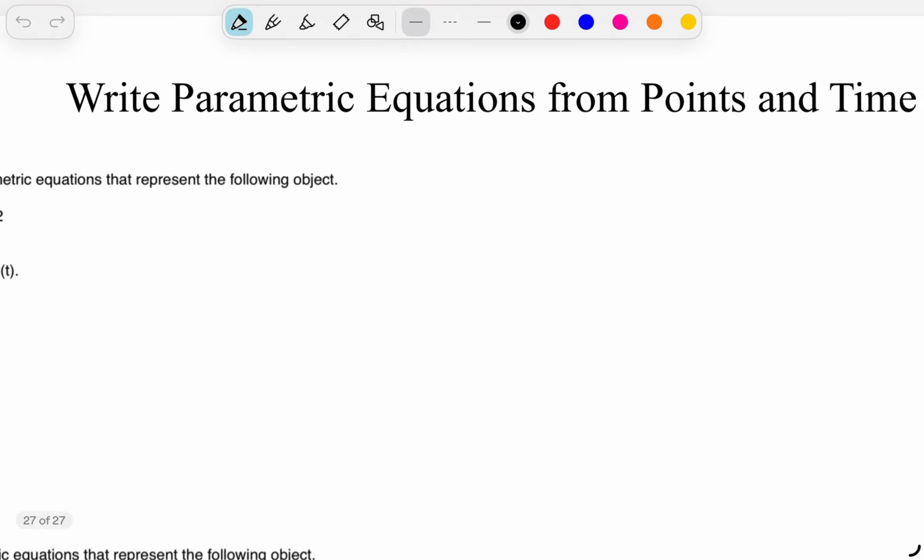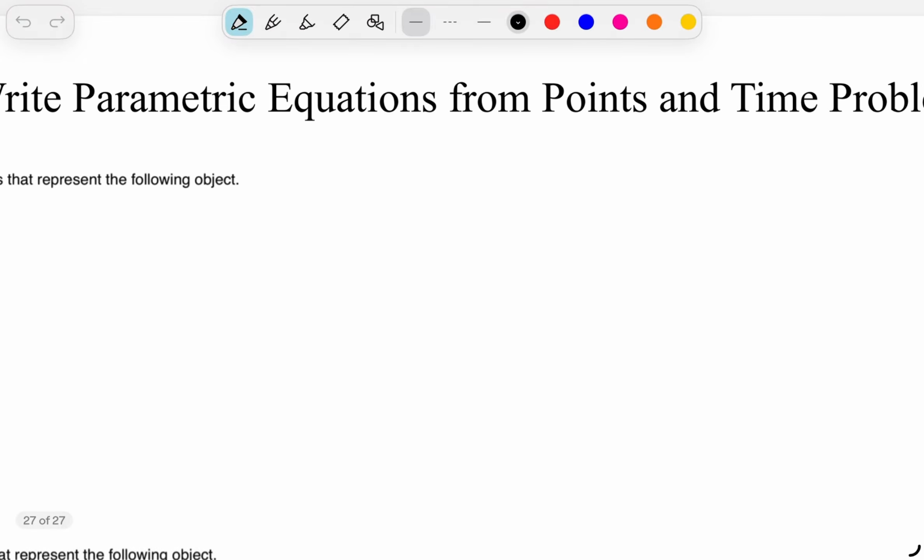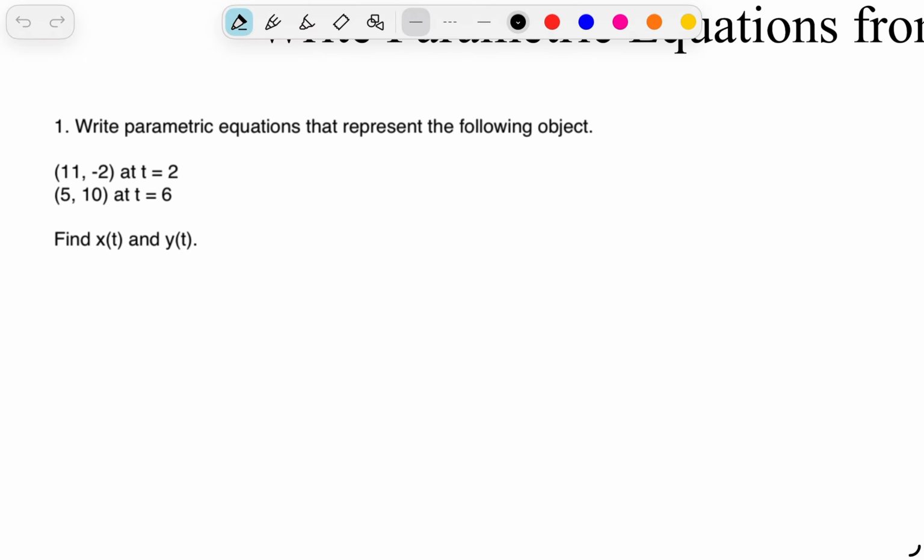In this video, we're going to be writing parametric equations from points and time. So for our first question, we have: write parametric equations that represent the following objects. We're first going to consider what x is. If we plot our points (t, x) on our tx plane, we have (2, 11) and we have (6, 5).